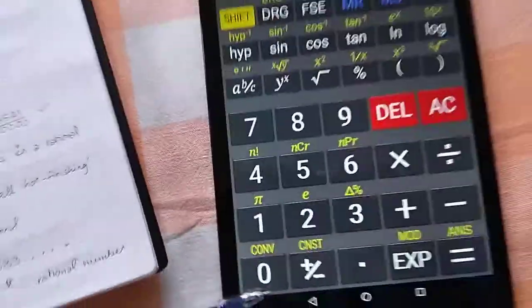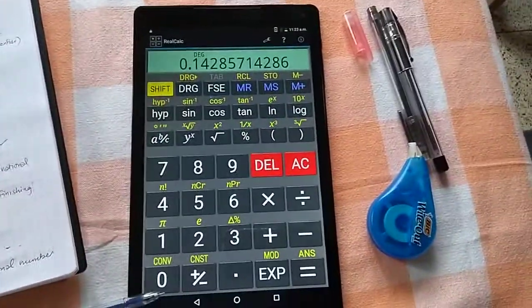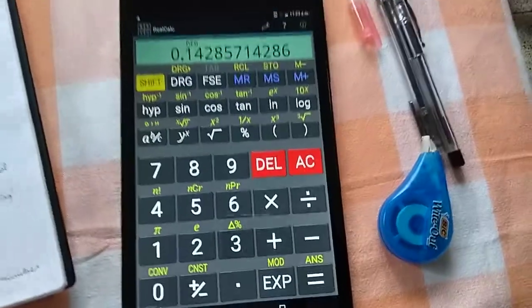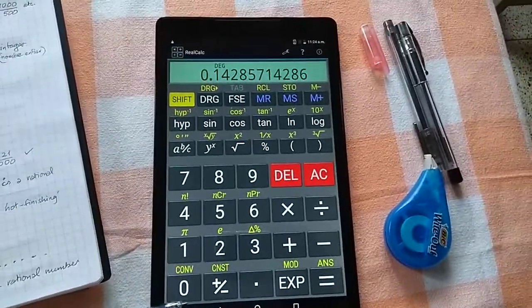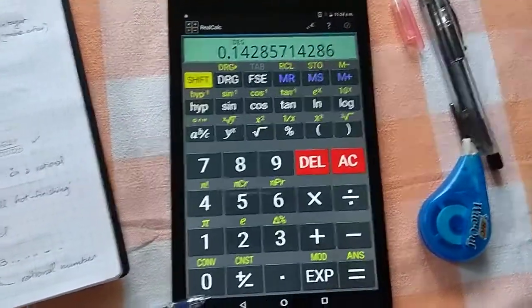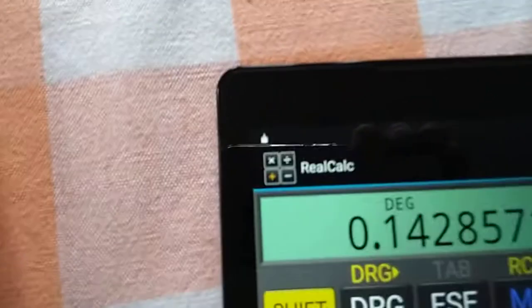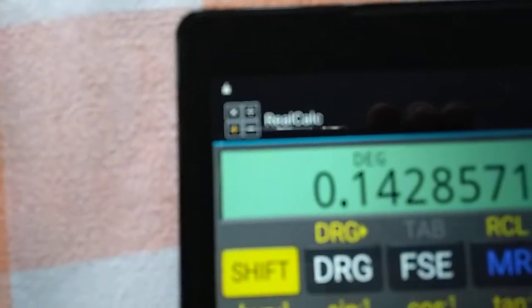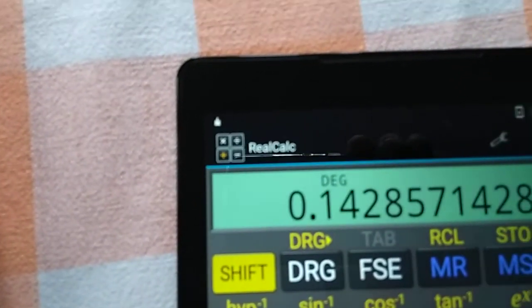Okay. Just in case you're wondering what is this huge calculator I have, see, this is my hand, it's a huge calculator, and it's a tablet on which I'm running a calculator app. This app is called RealCalc, and it's a fine calculator.